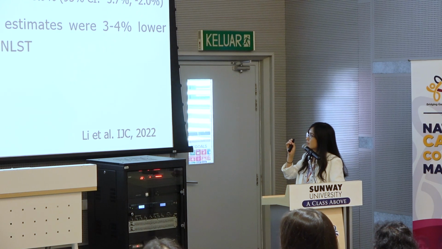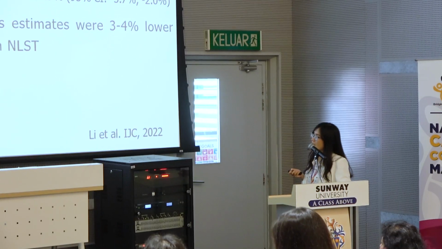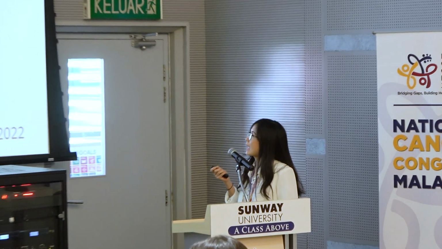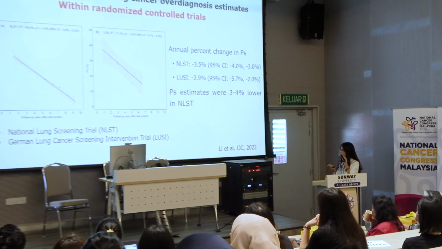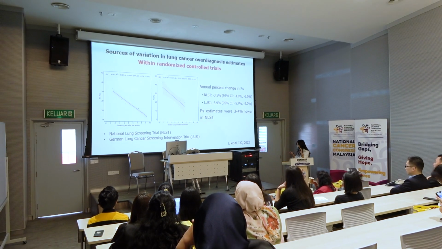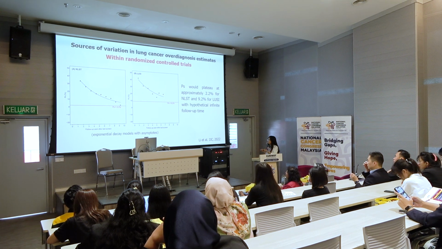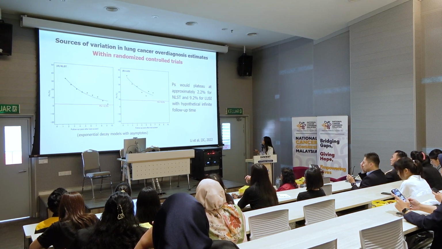We further obtained detailed information from two specific trials, NLST and LUCY. One is from the US, another is from Germany. And we found an annual percent change of around 4% for both trials. And the PS estimates were around 3 to 4% lower in the NLST because they used different screening strategies. And we estimated that PS would plateau at around 2% for NLST and 9% for LUCY.